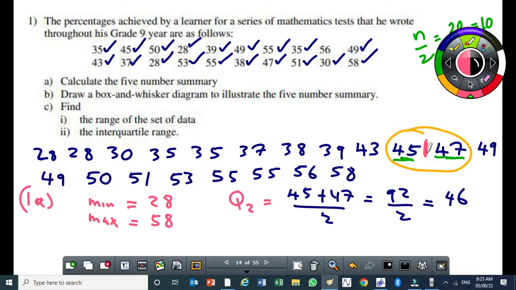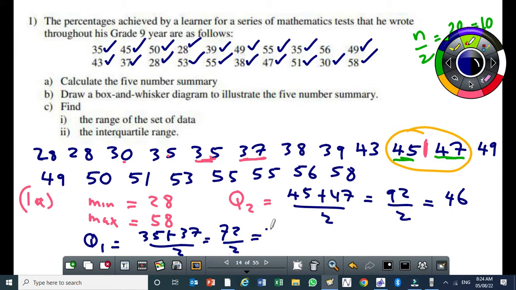So what do? It's n over 2, so that we identify the first value of the data set that we are going to use to determine the median. So n over 2, it will be 10 over 2, which is 5. So 1, 2, 3, 4, 5. So this is the fifth value. But the values, they are even, so we also need 37. All right? So our Q1 is going to be equal to 35 plus 37 all over 2. You'll get 72 over 2. That will give you 36.